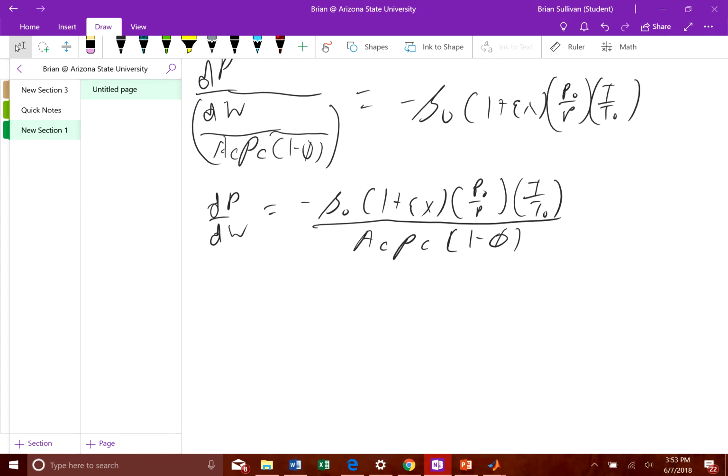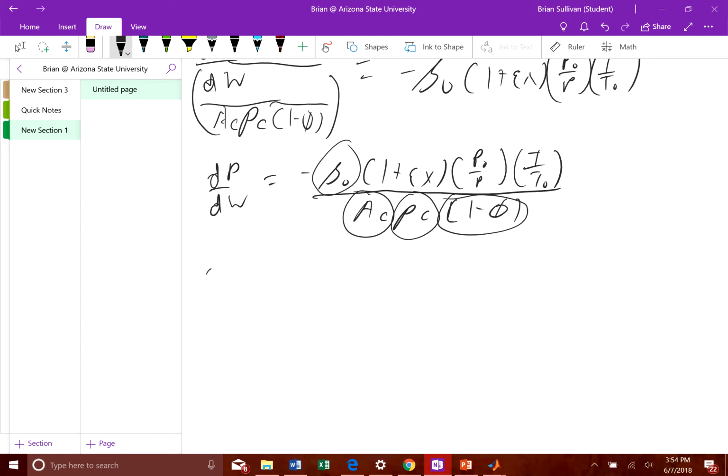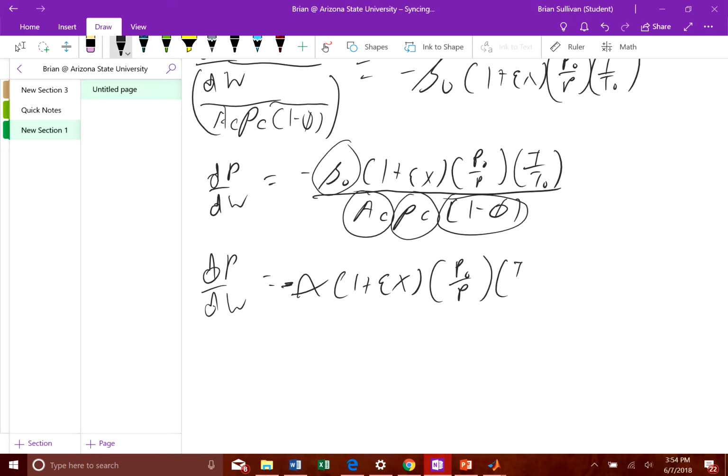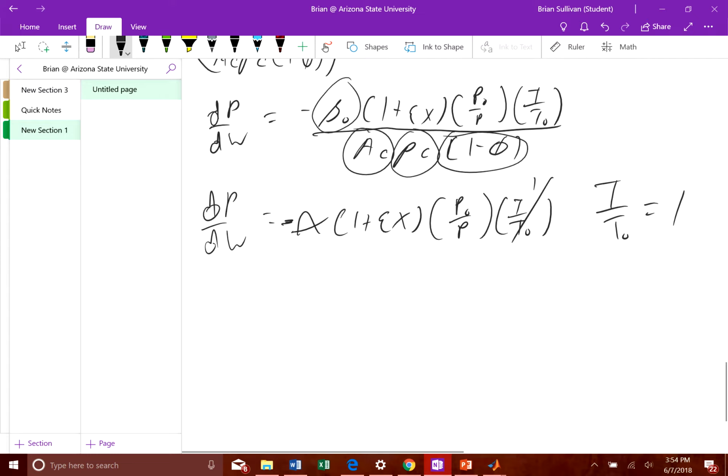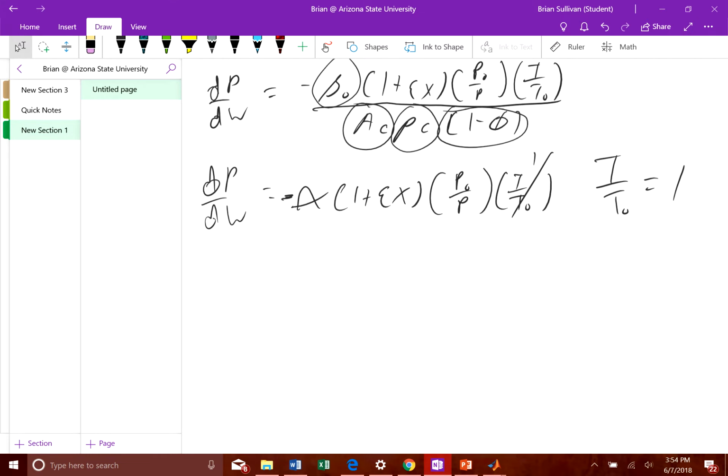So now let's look for constants, because we can fudge all the constants into another constant. So what I would do is take your B naught, your Ac is a constant, unless the pipe is changing size, rho c, your void fraction is a constant, and everything else is variable. dP/dW, negative B, I'm going to say alpha. So negative alpha, 1 plus epsilon x, P naught over P, T over T naught. And in isothermal cases, this is going to be equal to 1 because T naught is equal to T. So we can cross out, say 1 in isothermal cases. We're doing just pressure drop, no change in temperature.